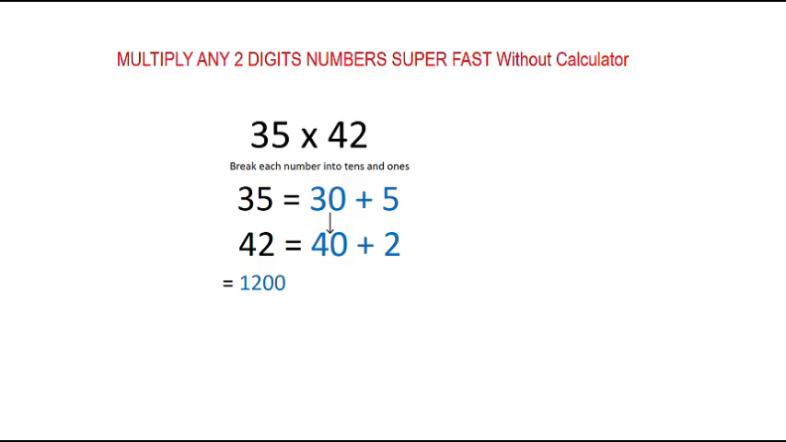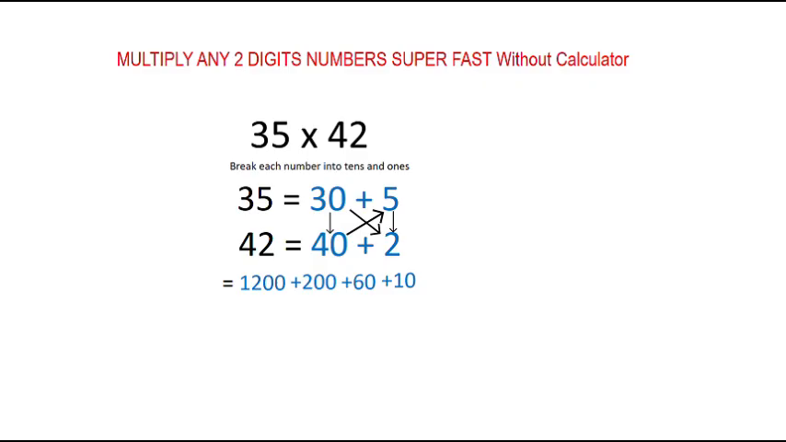Start with 30 times 40, that gives you 1200. Then 40 times 5, that gives you 200. 30 times 2, that gives you 60. And lastly, 5 times 2, that gives you 10. After you have cross multiplied all these numbers, the final thing you just need to do is to add them up.